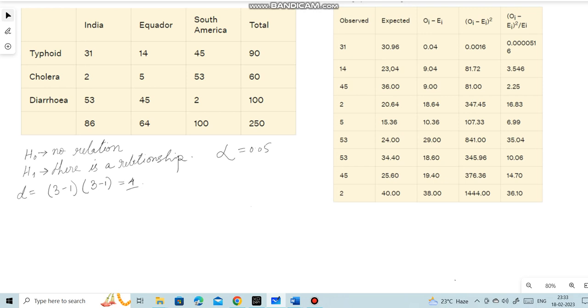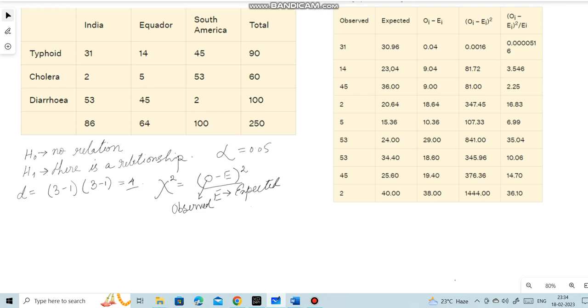Now, what is the working formula of chi-square testing? Chi-square is basically (observed minus expected) whole square by expected. E stands for expected and O stands for observed. Okay.